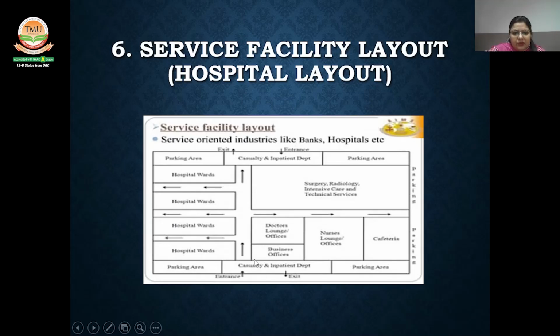So it depends on you where you want to go, either OPD or emergency. After the doctor lounge, you can reach the other gallery, and you can see on the other side is the radiology room. So this is a service facility layout, or you can say a hospital layout. It is almost the same type of layout, and you can find it in different hospitals.